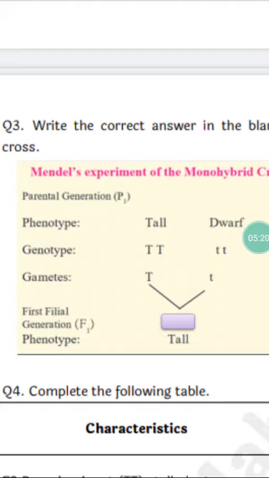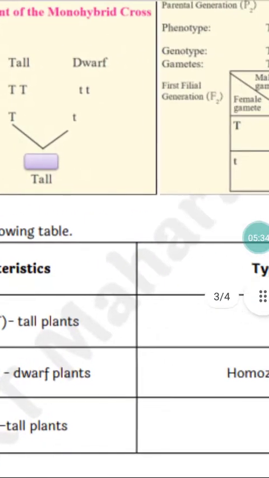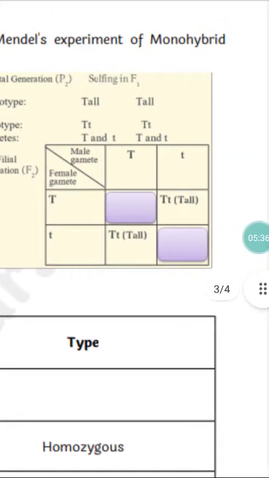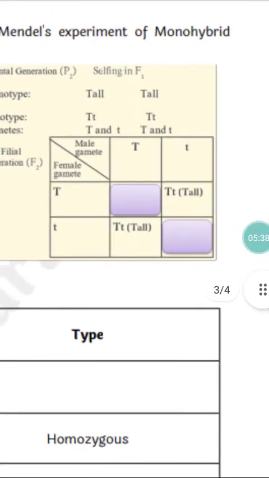After the fusion of capital T and small t, the genotype produced here is capital T, small t. So in the blank space you have to write capital T and small t. Okay. Now the next is, here the cross is given, capital T small t and capital T small t.